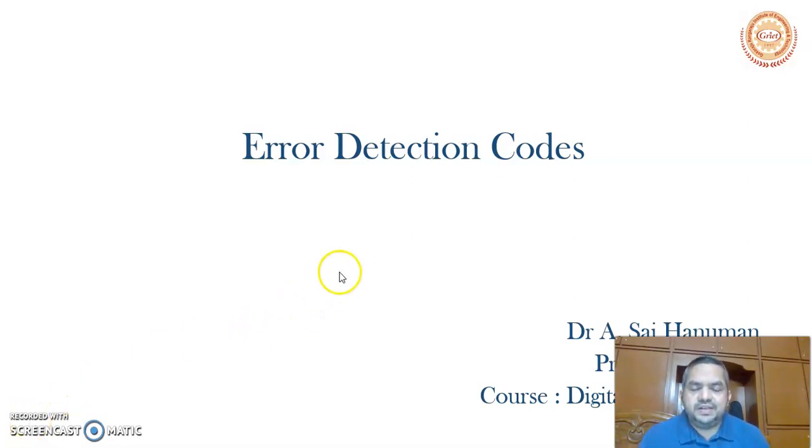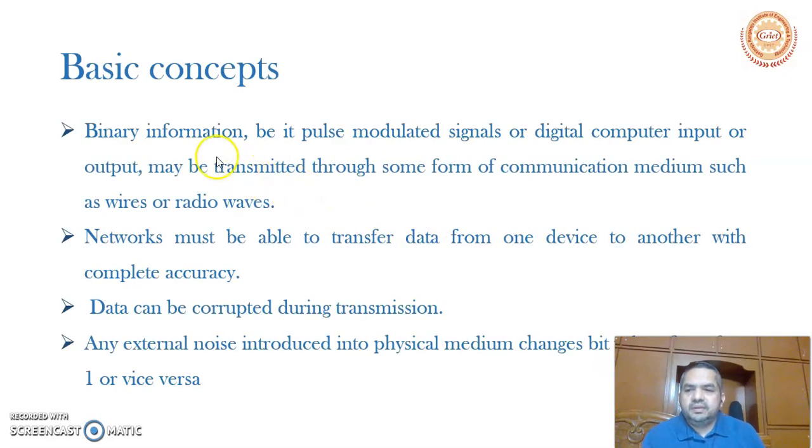Today our discussion is about error detection codes. Normally, binary information, be it a pulse modulated signal or digital computer input or output, may be transmitted through some form of communication medium such as wires or radio waves. Networks must be able to transfer data from one device to another with complete accuracy. When I am sending data from the sender to the destination, the data should be accurate.